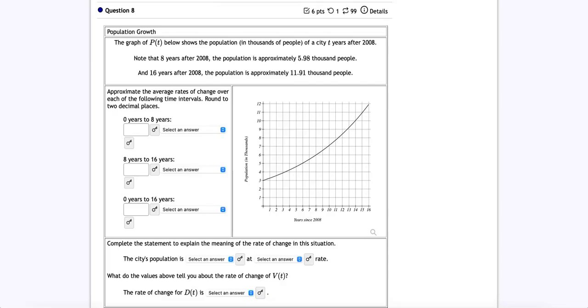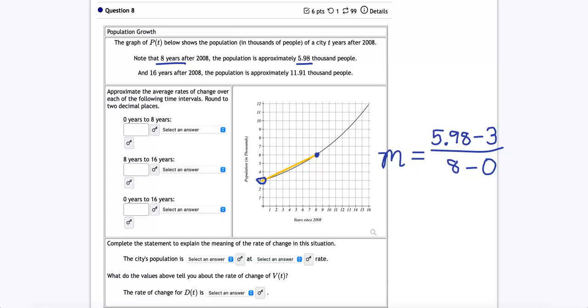So we'll start with 0 to 8 years. We're looking at finding the slope of this line right here. And so we'll use the slope formula. And we know that this point here at 8 years after has a y value of 5.98, and here at 0 we have a y value of 3. So then to find this ratio, you would want to put that in the calculator.